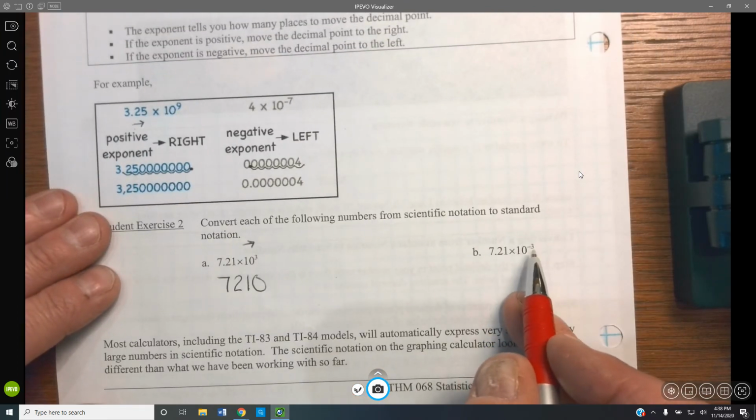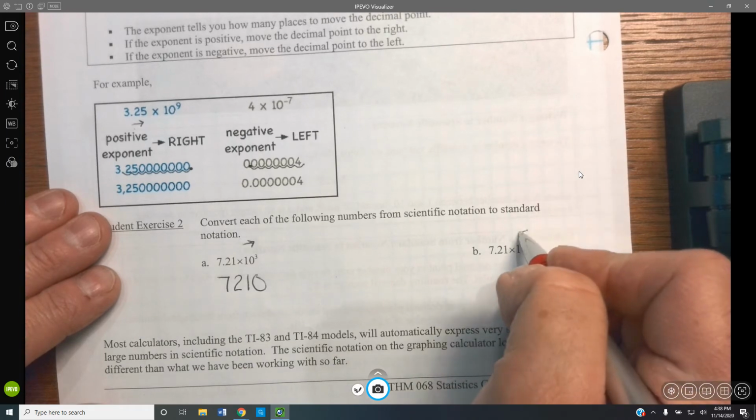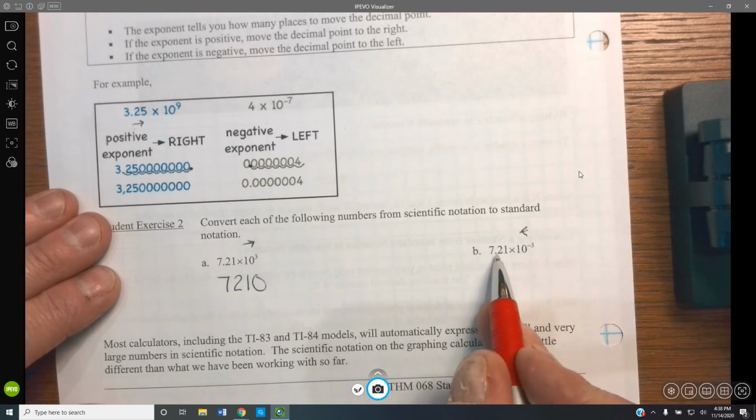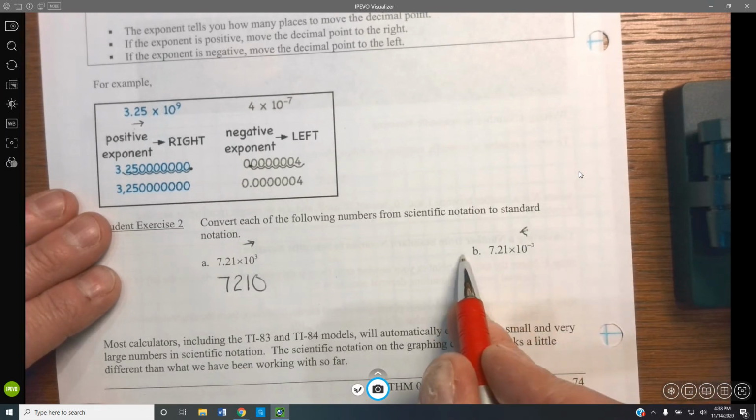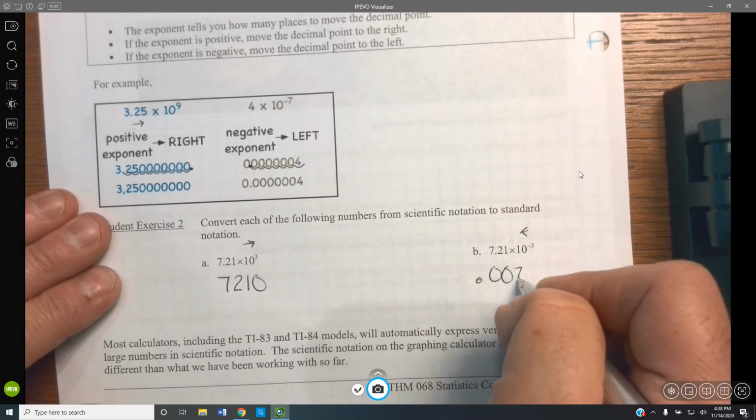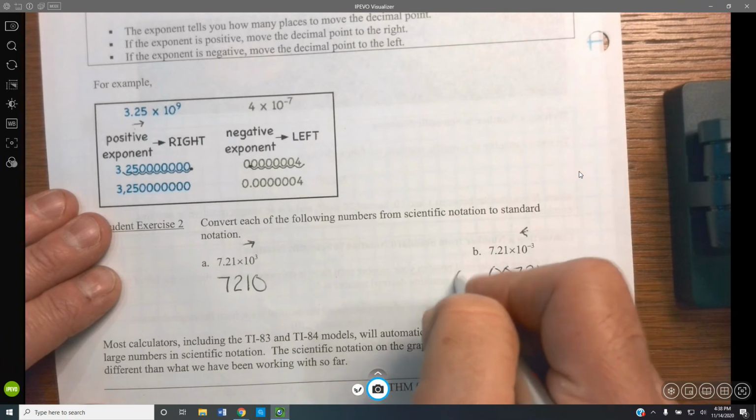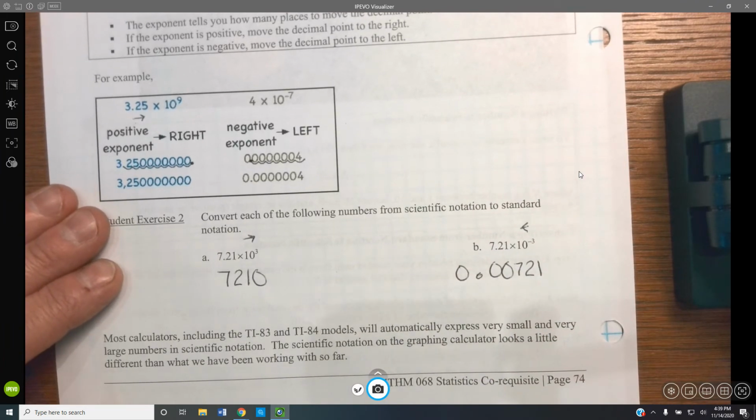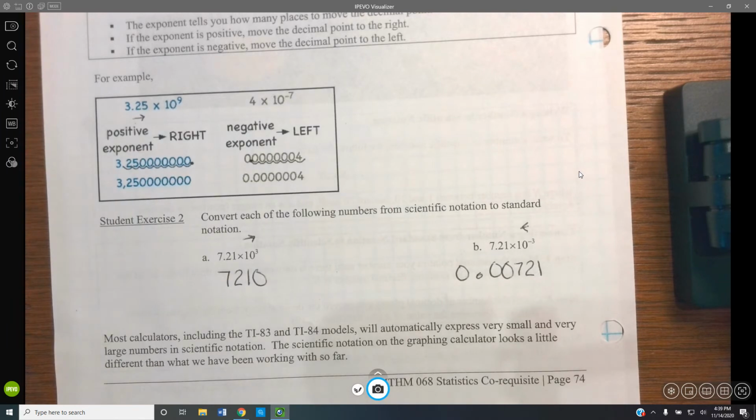I have a negative 3. That's going to mean a left movement. Now, if I move once here, I need 2 more. So I need to fill in 2 positions with a 721, and I like to put a 0 right there just to show this number is smaller than 1. Scientific notation is incredibly straightforward and incredibly easy.